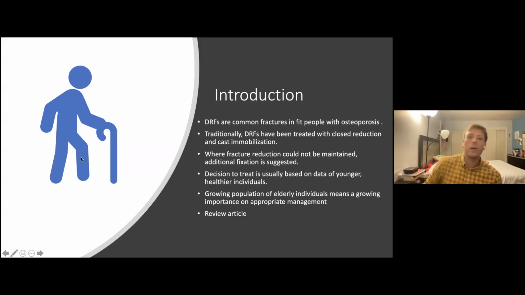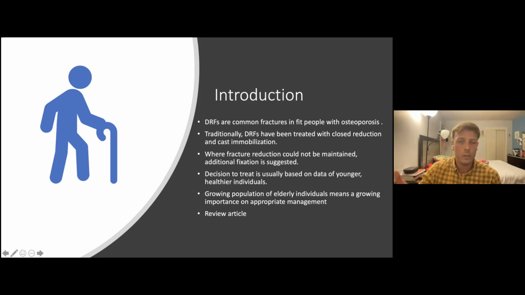So, introduction. Distal radius fractures are common fractures in fit people with osteoporosis. I just want to make the note that every time I talk about any patients, we're talking about osteoporotic patients and the elderly population. So this does not apply to younger patients.